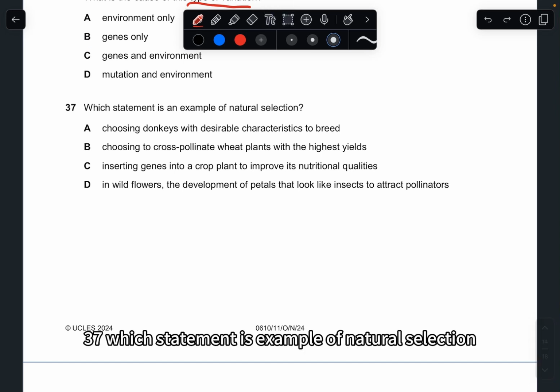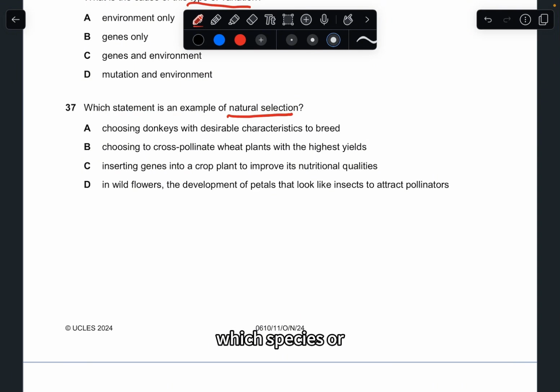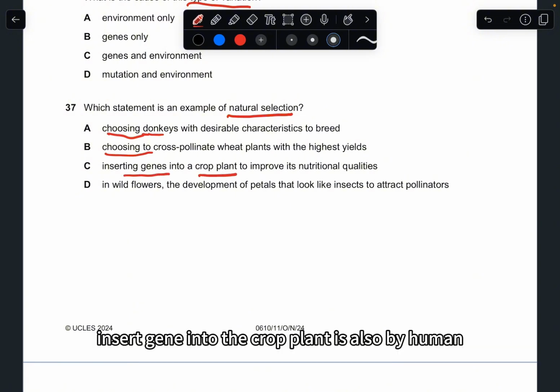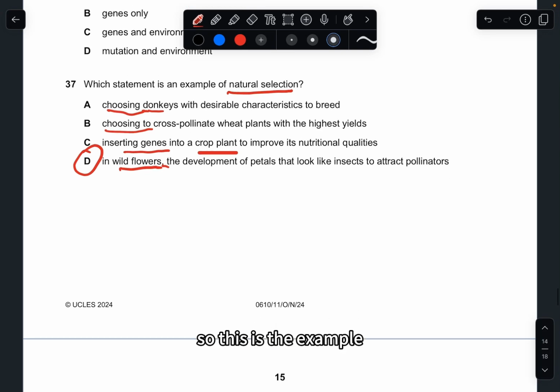37. Which statement is an example of natural selection? In natural selection, nature selects which species or organism survives in the environment. Choosing depends on humans in options A and B, so they are not natural selection. Inserting a gene into a crop plant is also done by humans, so that is not natural selection. But wild flowers undergo natural selection, so this is the example.